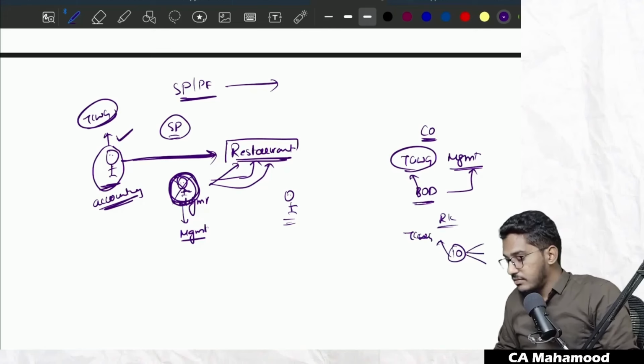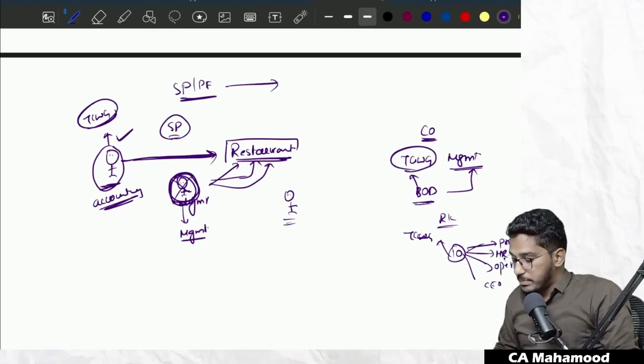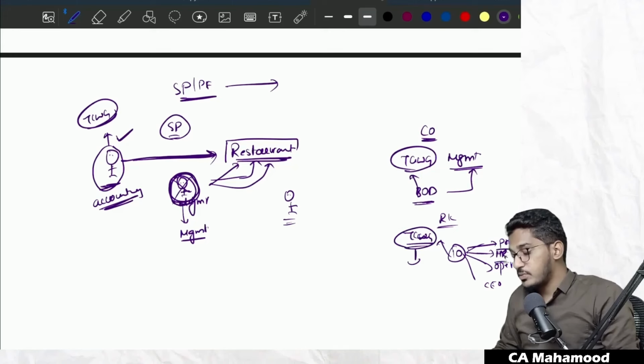Now, each director will head one department. For example, one director will head the production department, one will head the HR department, one will head the operations department, and one director will be the CEO. So that means the board of directors are making the decisions, and they are also executing the responsibilities. So in most companies, it is very difficult to differentiate between those charged with governance and management.